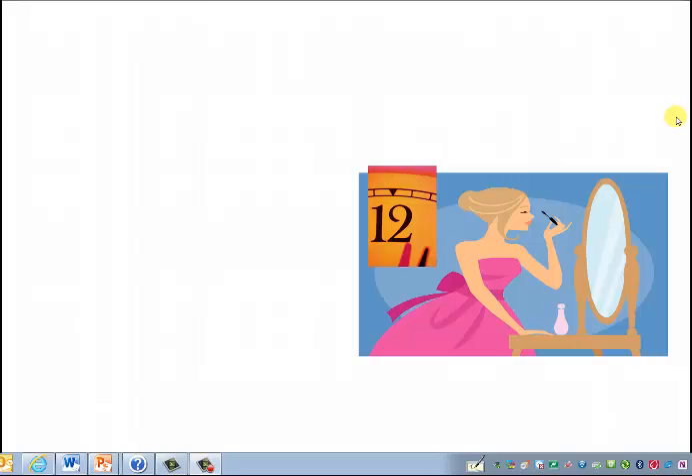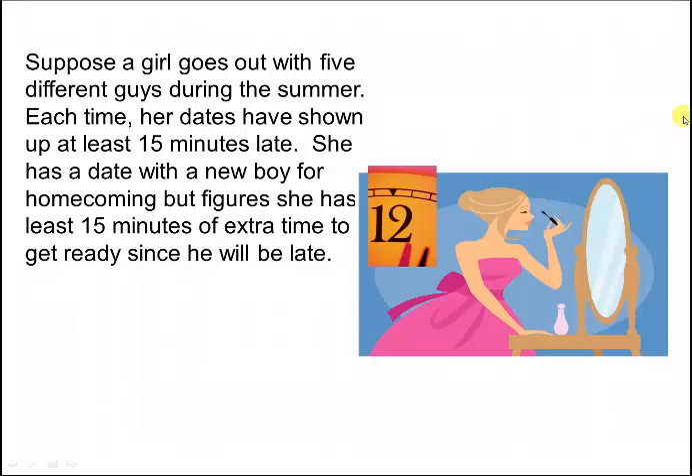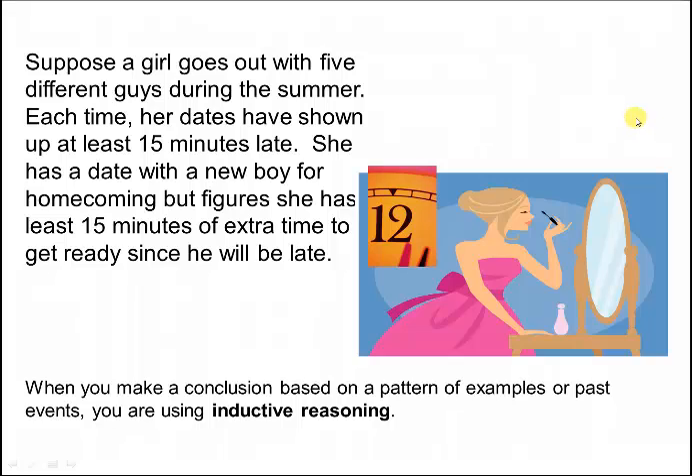So the first type of reasoning we're going to look at in this unit is called inductive reasoning. And we got an example here. Let's say that this gal has been out on 5 different dates during the summer with 5 different guys. And every time she's gone out, those guys have been at least 15 minutes late to pick her up. So it's homecoming and she's going out with a new boy and she's running a little late herself, but she doesn't worry about it too much because since all her other dates have been at least 15 minutes late, she's figuring she's got at least 15 minutes because he's going to be late. And that's an example of inductive reasoning. So she has made a conclusion based on some past experience, based on these different boys, and drawn a conclusion based on that.